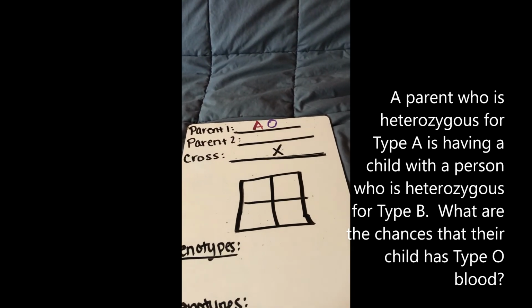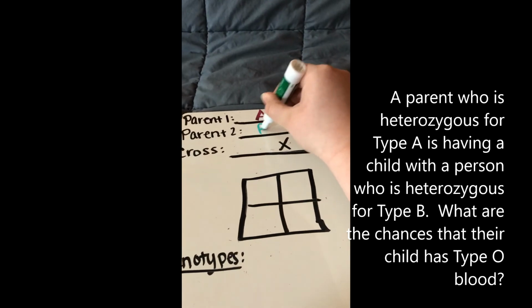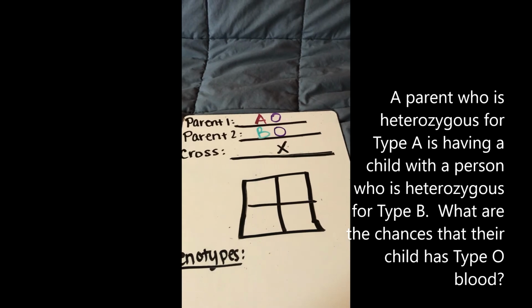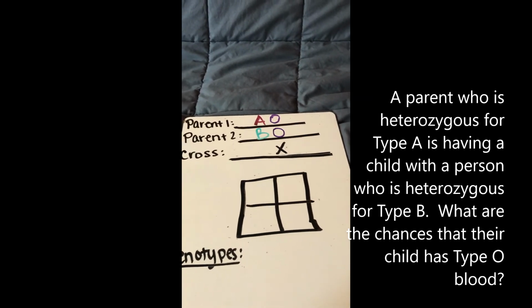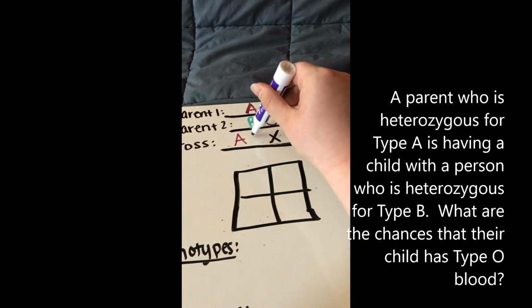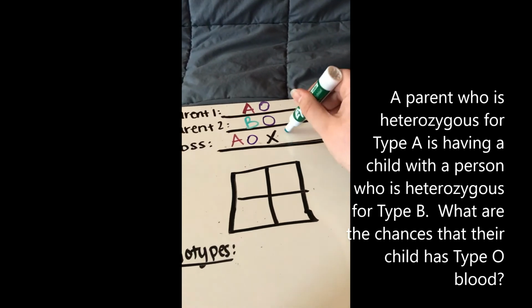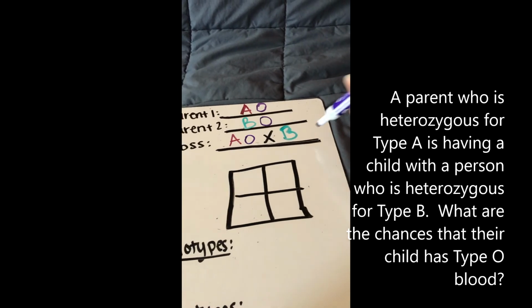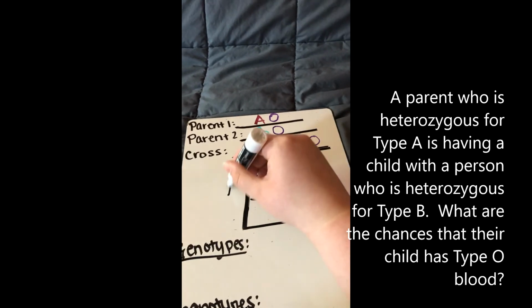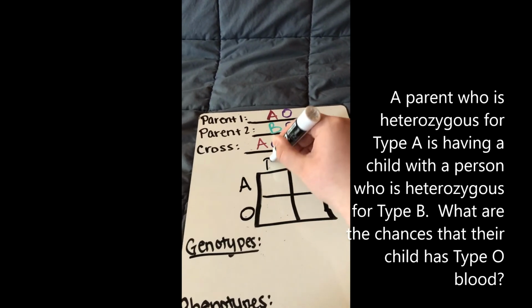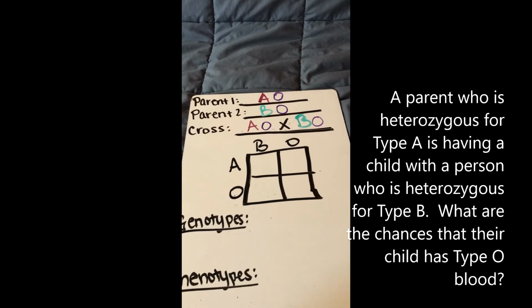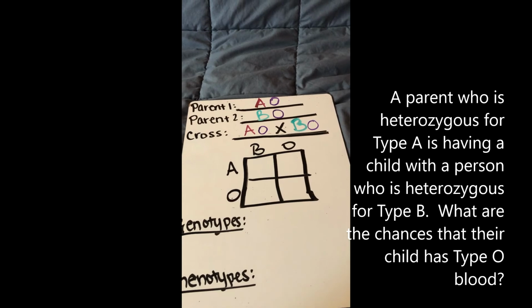Now, the other parent is heterozygous B blood. So we know, same thing, that it's going to be type BO or genotype BO. So our cross is going to be AO crossed with BO. Now we can set up our Punnett square. This is the part of the video where if you would like to try and solve it, you can pause the video and see what you can do.